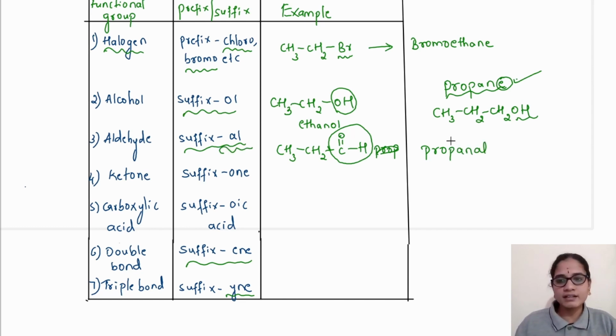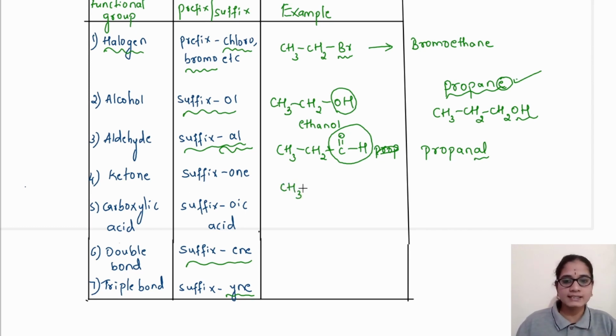Why do we use "al" here? Because the suffix for aldehyde is "al." So it is propanal. If you use "ol," then it is an alcoholic group. If you use "al," then it is an aldehydic group. Okay, what in case of ketone?